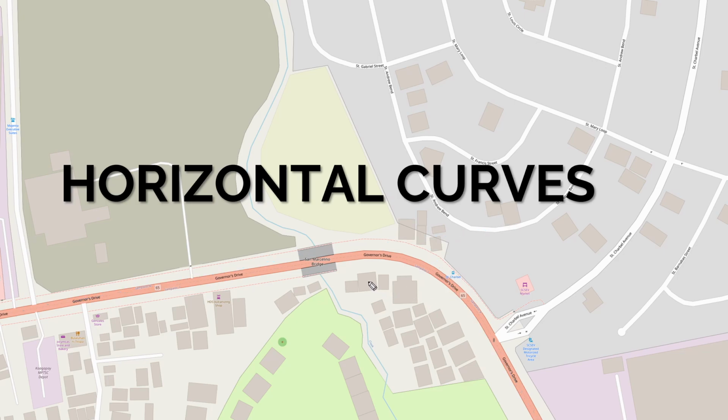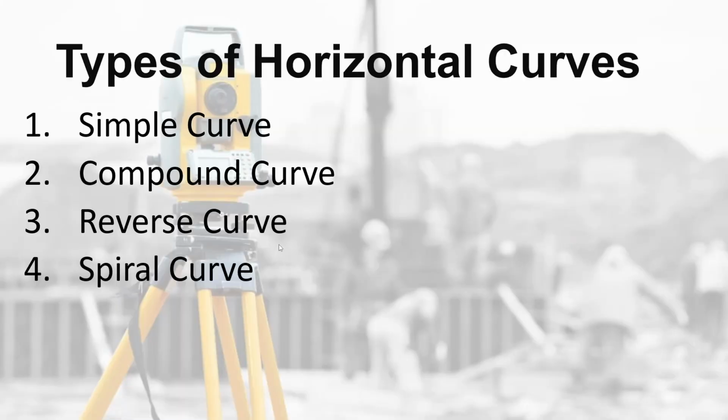So, sa horizontal curves, meron tayong ilang types. So, we have 4 types of horizontal curves. We have simple curve, compound curve, reverse curve, and spiral curve. Sa simple, compound, and reverse, iisa lang yung concept na ginagamit dyan. Iisa lang yung calculations na gagawin, pero iba't iba lang yung situation. Si spiral curve, ito naman yung mas ginagamit sa real life, kasi ito yung nakakapag-provide ng smoother transition.